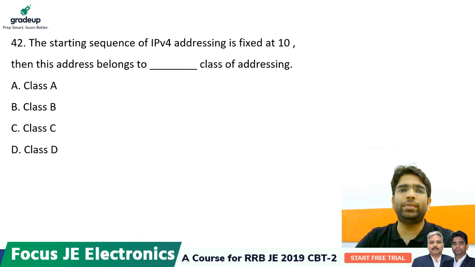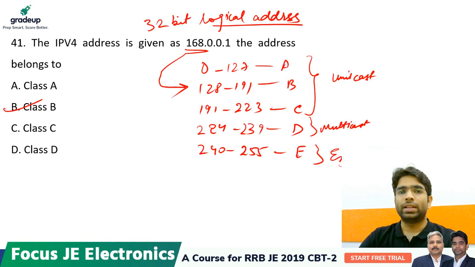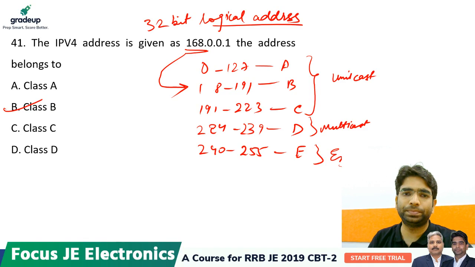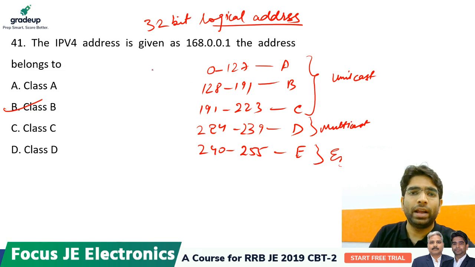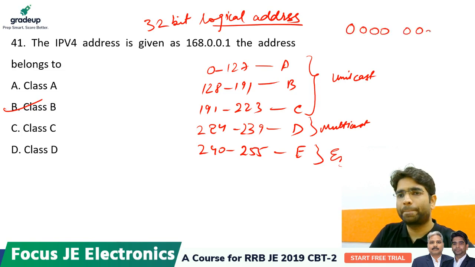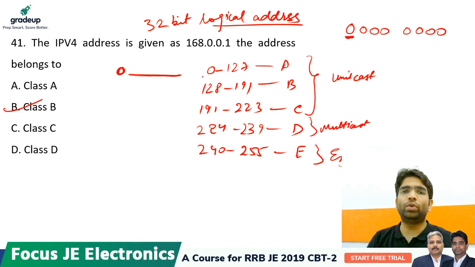The starting sequence of IPv4 is fixed at 10. Let us take a concept here. It will be from 0 to 127, 128. Actually, there is an 8-bit address, my dear friends. If you fix the first bit as 0 and vary all the other bits from 0, 0, 0 to 1, 1, 1, 1, it will go to class A addressing.